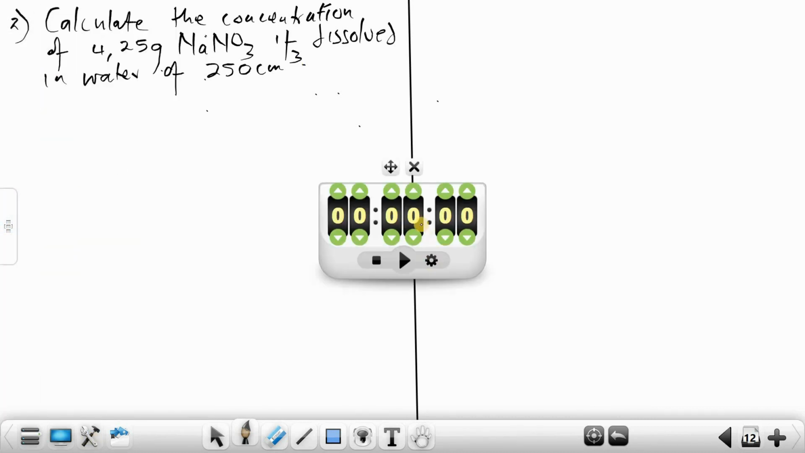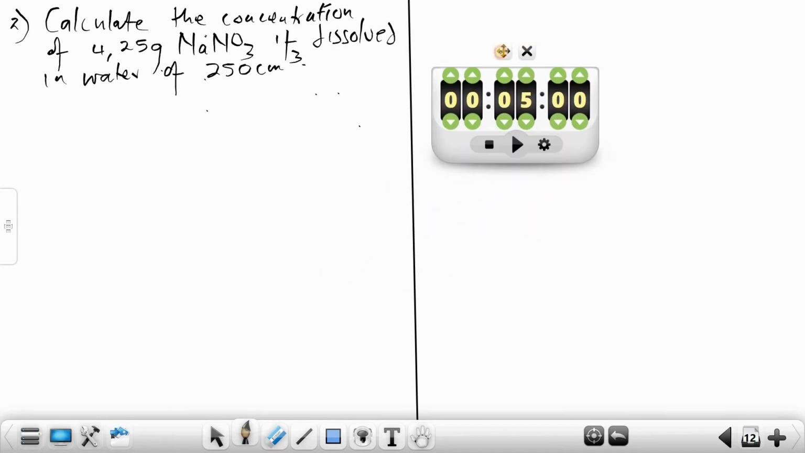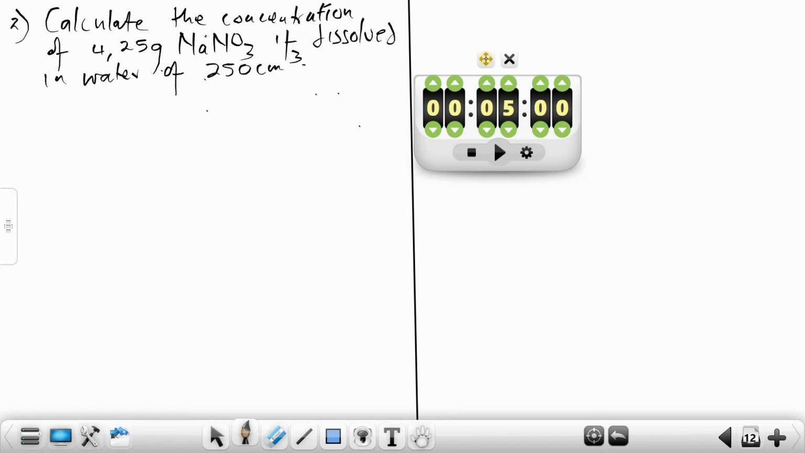Remember, send your answer so that I can quickly mark and we know that we are on the right track.